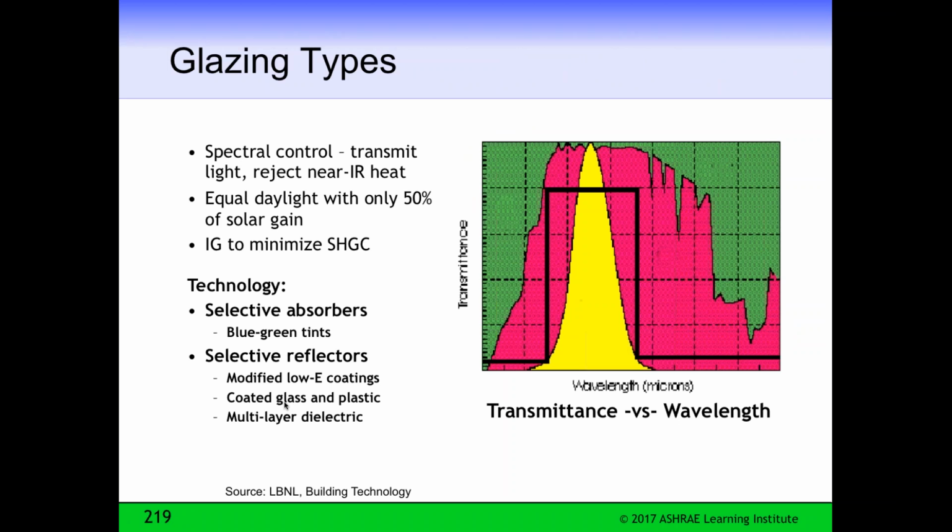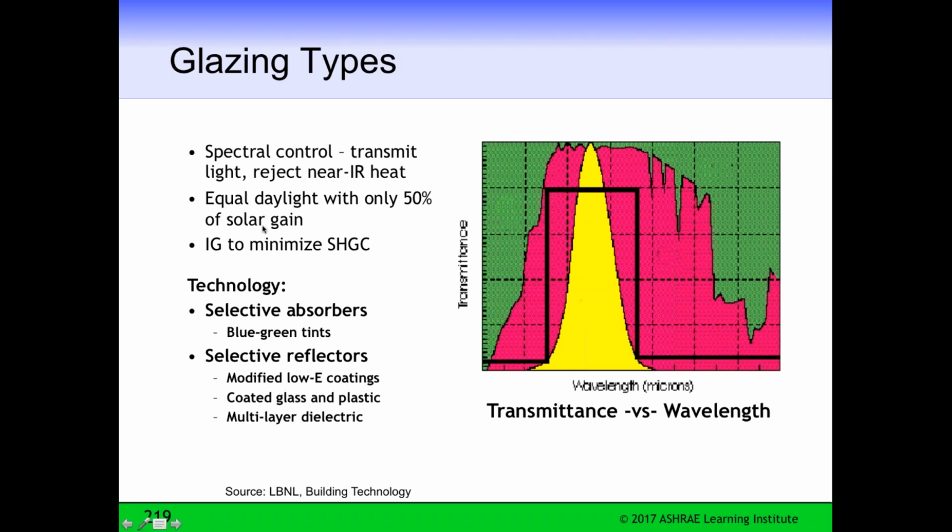So for glazing types, you're looking at spectral control of the transmission of light and heat through the window, where you want to reject the near IR heat, but you want to capture usually as much daylight as possible.